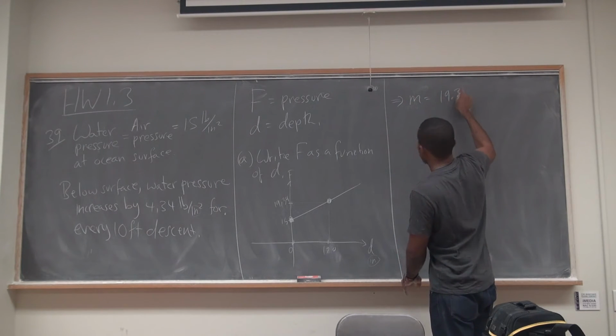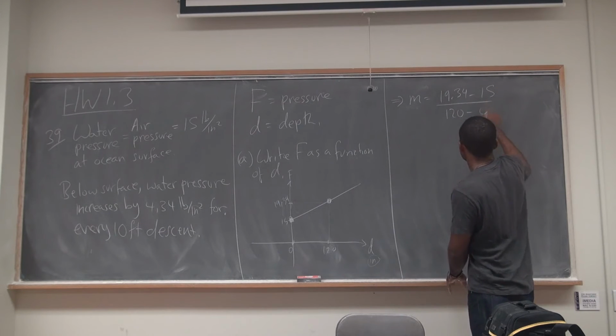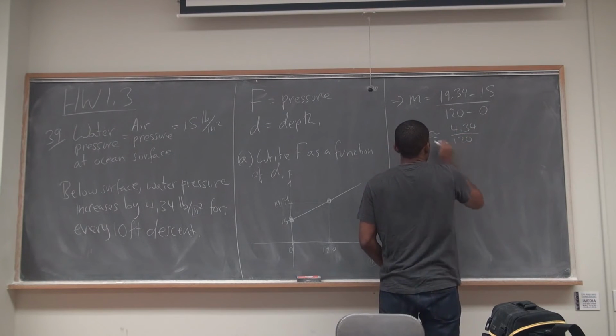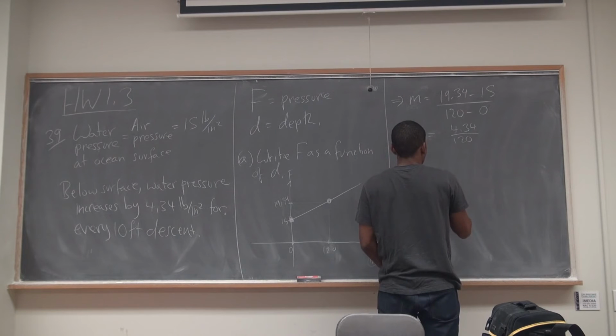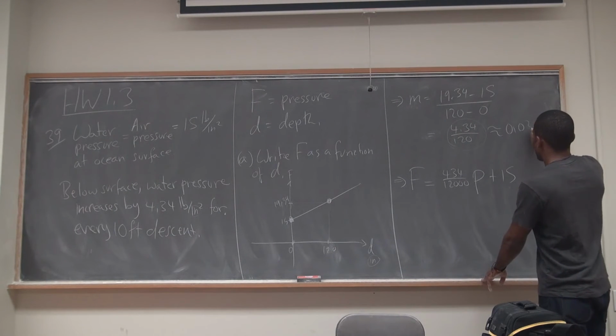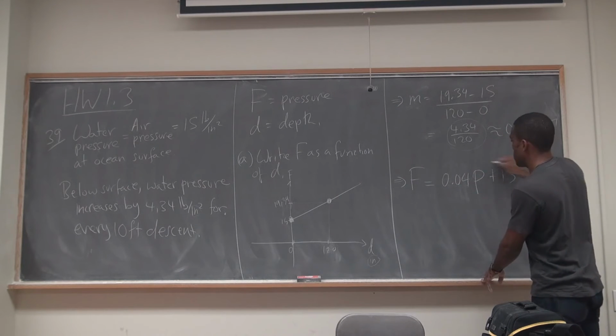Y2 minus Y1 over X2 minus X1. And what was that? What's this number? Plus 0.036167. Yeah. So let's just make it 0.04. That'll be your function.